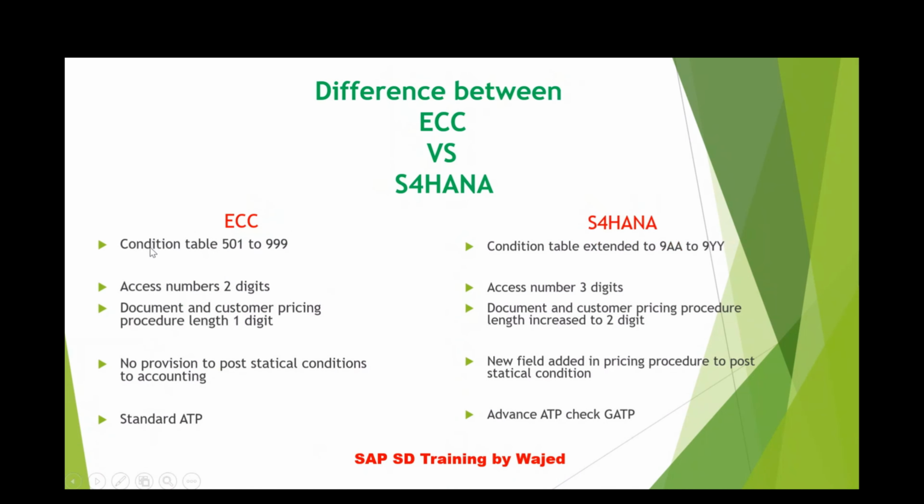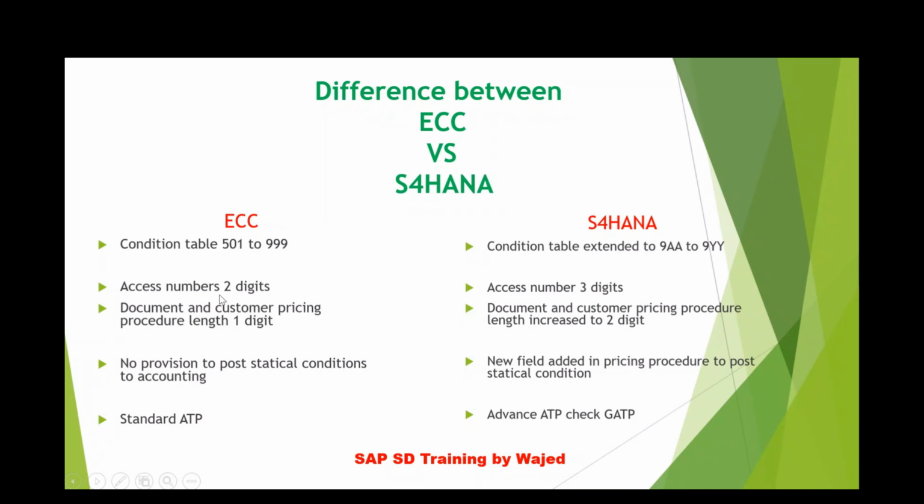From a sales point of view, the condition tables are 501 to 999 in ECC. Whereas in S4HANA, they have increased the options. We can go with 9AA, 9AB, 9AC, 9BA, 9BB, 9BC. So the condition tables are extended. In ECC we have limited condition tables, but in S4HANA, the limitation has been exceeded, so we can create this many range of condition tables.